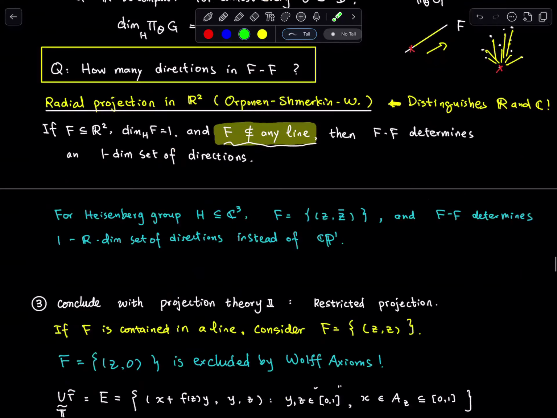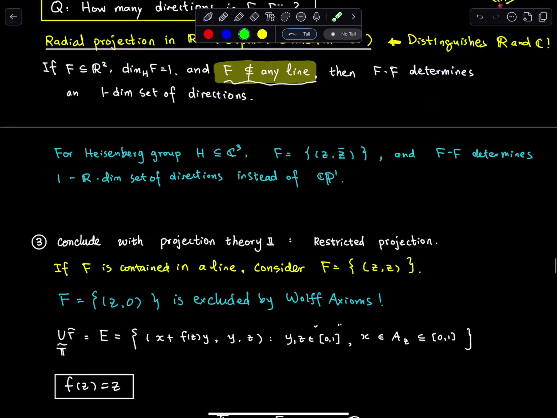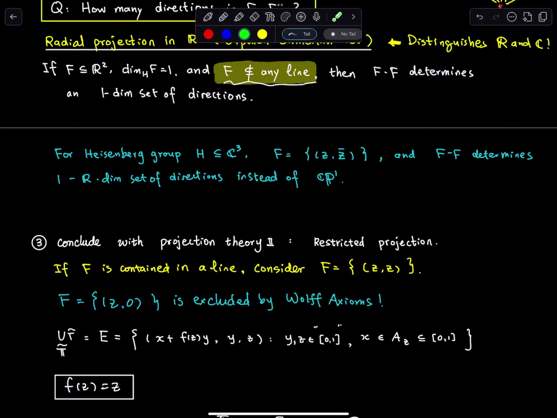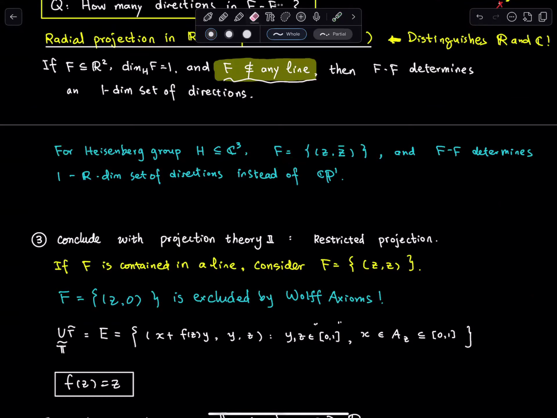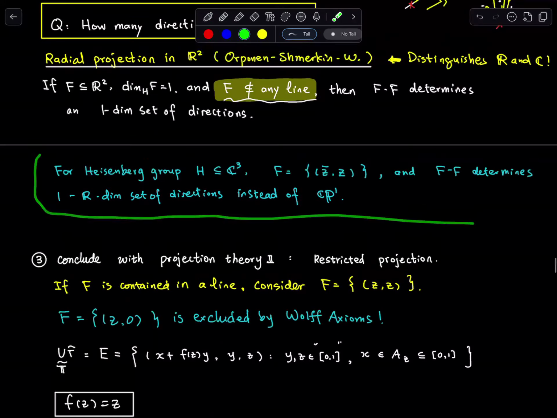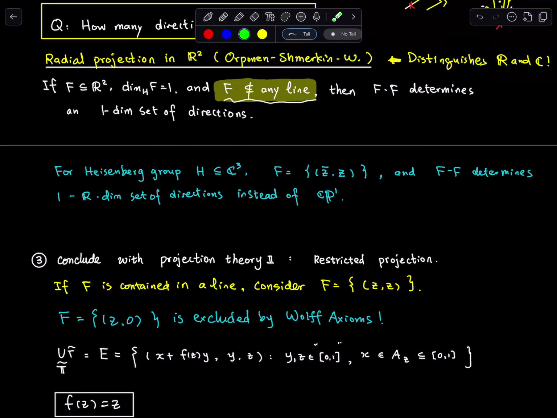This is the theorem that distinguishes R and C, because for the Heisenberg group H in C², the F is Z. Okay, I think I put Z bar in the wrong place. It's Z bar and Z. Then this F minus F only determines a one real dimensional set of directions instead of a complex one dimensional set of directions. So that means that this statement is not true for sets in C².